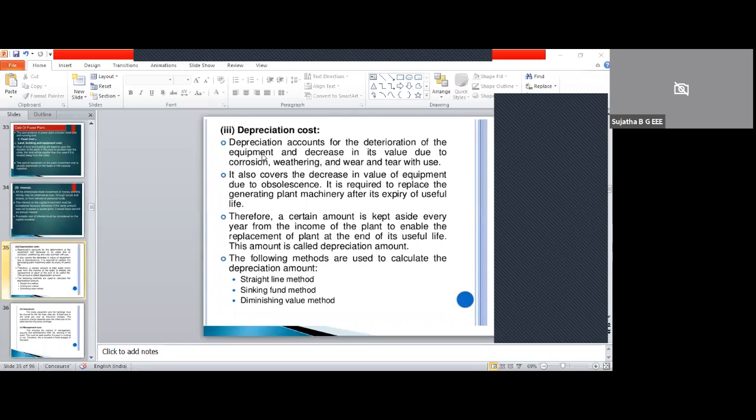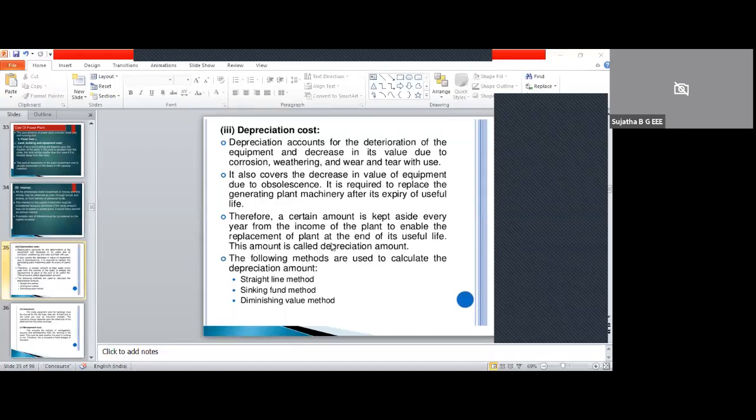So we have to replace it. Then every year, from the income you are getting, some amount has to be kept aside. This amount is called the depreciation amount. So this is also considered under the fixed cost. There are various methods to calculate the depreciation amount. You are going to study three methods: straight line method, sinking fund method, and diminishing value method. You will study them in detail later. So how do we calculate the depreciation cost amount?